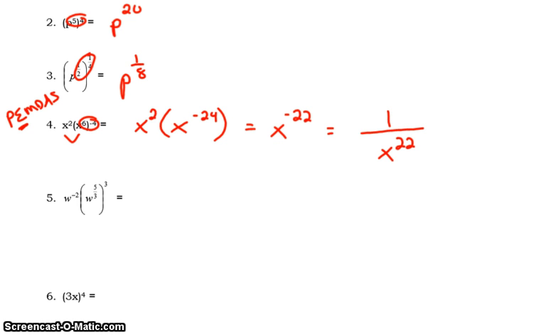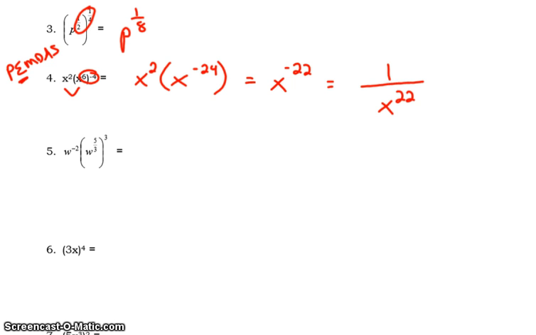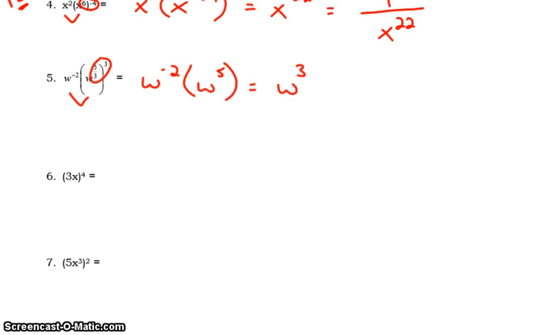We can't forget that. Number 5 is again the same idea. I've got multiplication, but I also have a power to a power. So I'm going to hold off on the multiplication right now because our order of operations says I need to do exponents first. And then 5/3 times 3 is 5. So keep the base, multiply the exponents. Now that I'm back to multiplication, I keep the base and add the exponents. And notice I don't have any negative exponents to worry about.